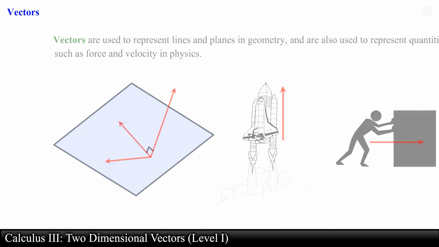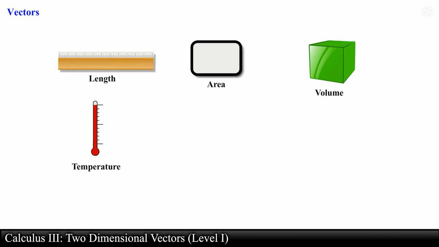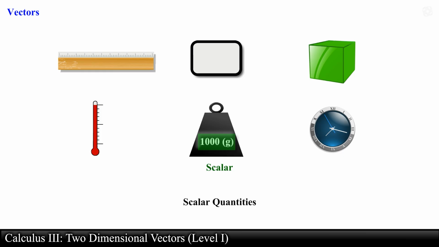Many quantities in geometry and physics, such as length, area, volume, temperature, mass, and time, can be described by a single real number that is scaled to an appropriate unit of measurement, like grams, which is a unit of mass. These quantities are called scalar quantities, and the real number associated with each quantity is called a scalar.